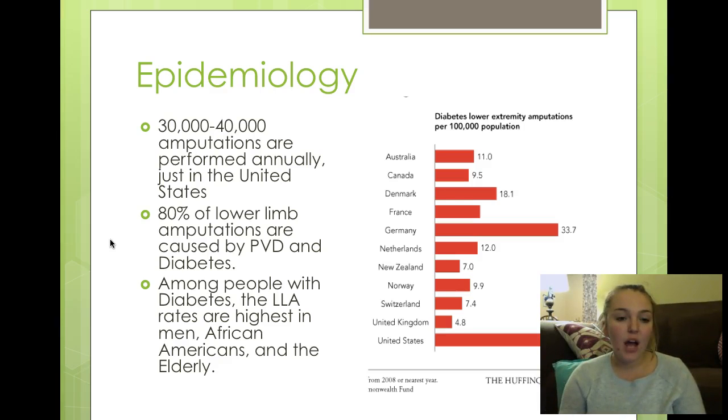Epidemiology. There's 30,000 to 40,000 amputations performed annually just in the United States alone. 80% of the lower limb amputations are caused by PVD and diabetes. And among people with diabetes, the lower limb amputation rates are highest with men, African Americans, and the elderly.